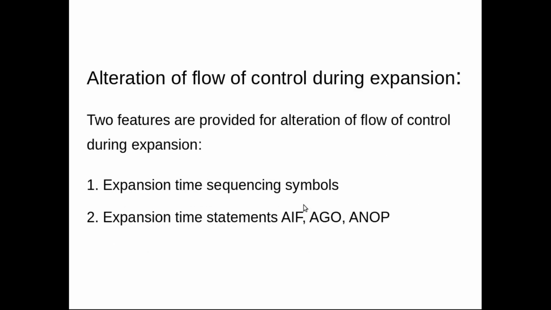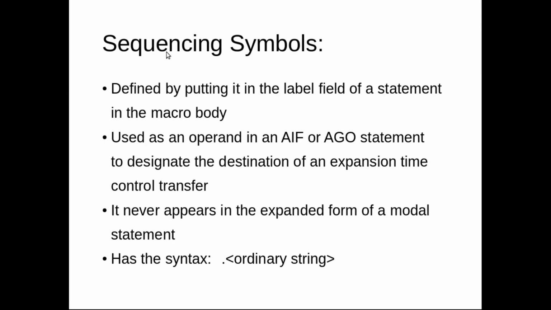Let us look at the first thing, sequencing symbols. Sequencing symbols are defined by putting them in the label field of a statement in the macro body. The sequencing symbols are used as an operand in an AIF or an AGO statement to designate the destination of the expansion time control transfer, and they never appear in the expanded form of a model statement. That means they will never appear in the expanded code.